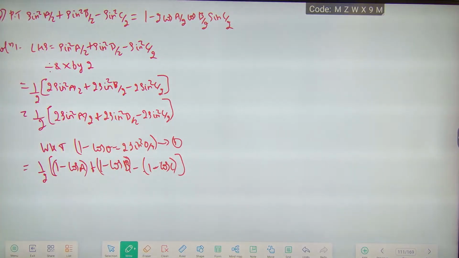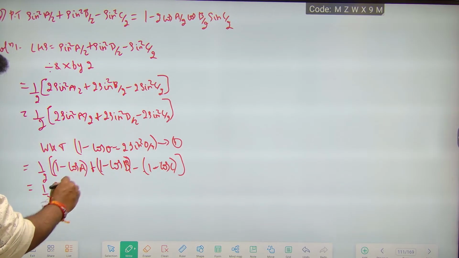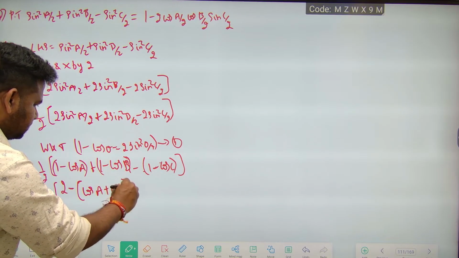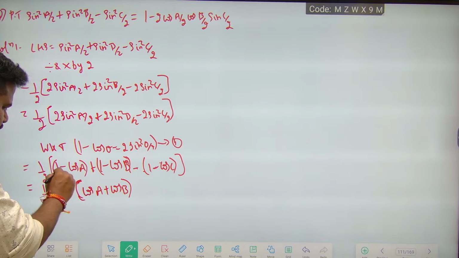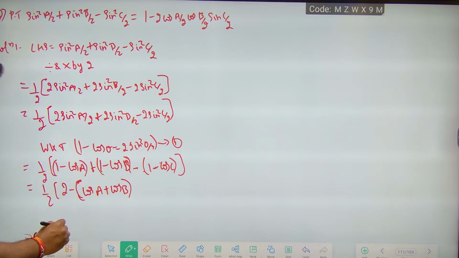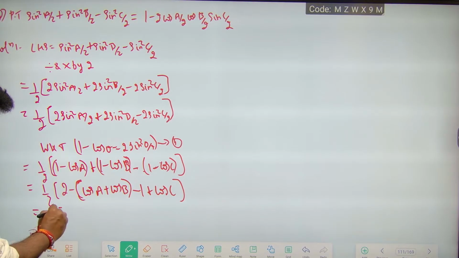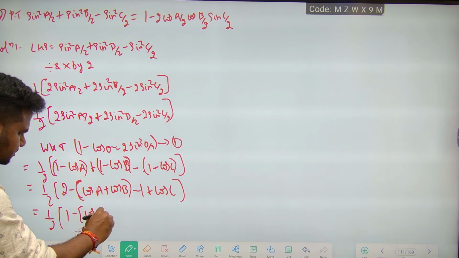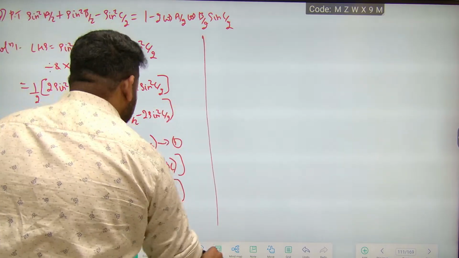Now let us take 1 by 2. If I simplify this, 1 plus 1 is 2, and I will take minus common, so this will become cos A plus cos B. Then 2 minus 1 means this will become 1, minus 1 plus cos C. Let me write it in the next step: 1 by 2 into 2 minus 1 is 1, so this is 1 minus cos A plus cos B minus cos C. This is what I am having, friends.